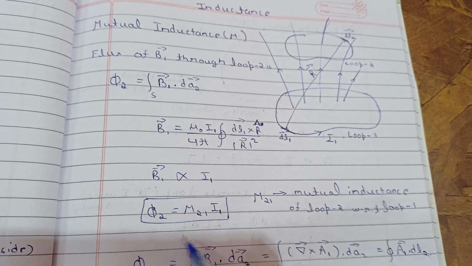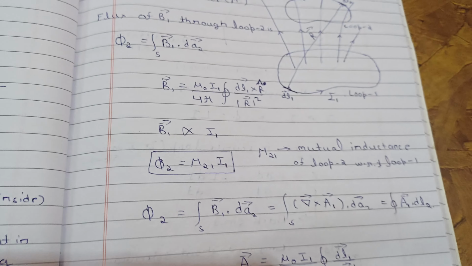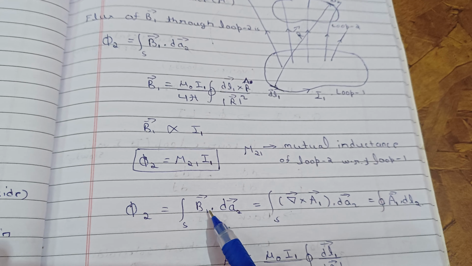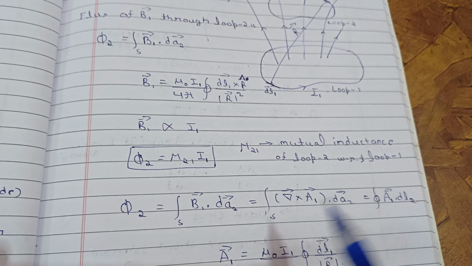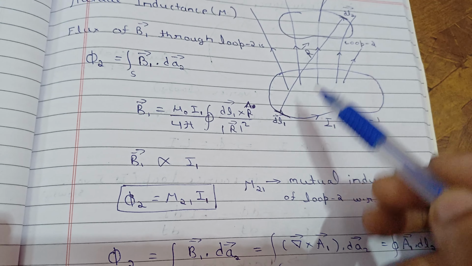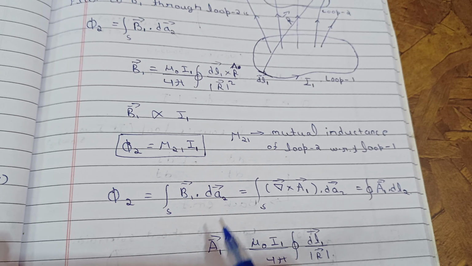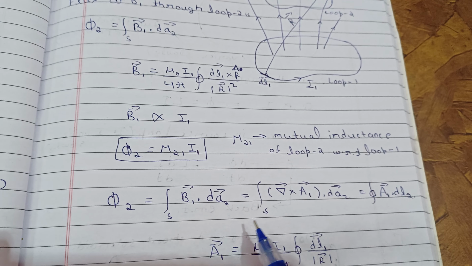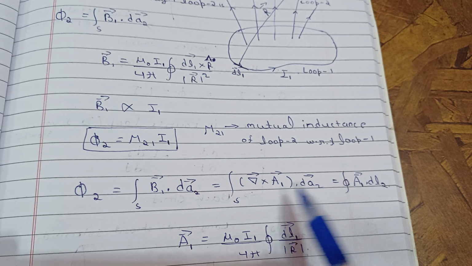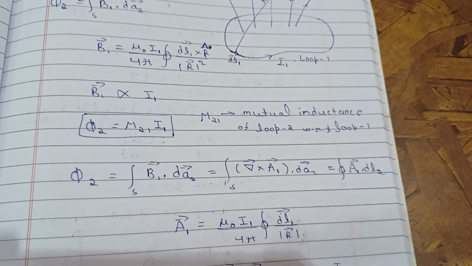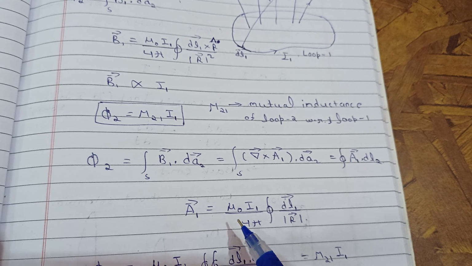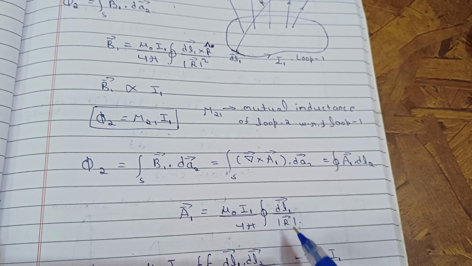So let's find the value of this M21. For that we need to find the flux. The flux in the second loop will be the integral of B1 dot dA2. B1 is nothing but, from the vector potential, del cross A1, where A1 is the vector potential at this point due to the first loop. So it is del cross A1 dotted with dA2, and using Stokes' theorem we can write this as the integral of A1 dot dL2. Now we know the vector potential is given by the formula mu naught I1 divided by 4 pi, dL1 over the magnitude of R.